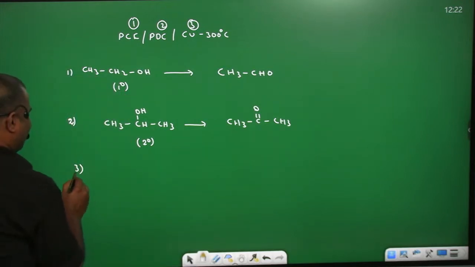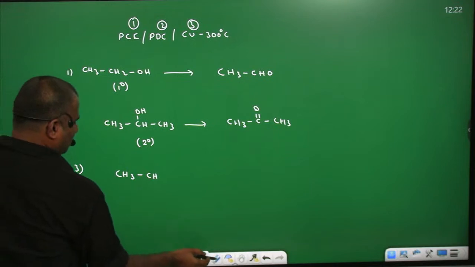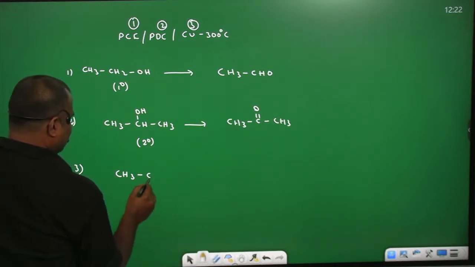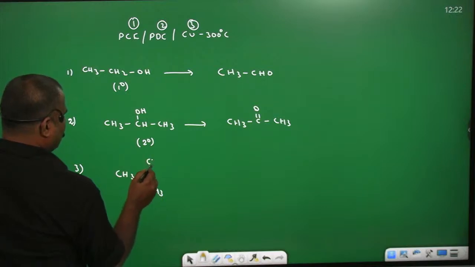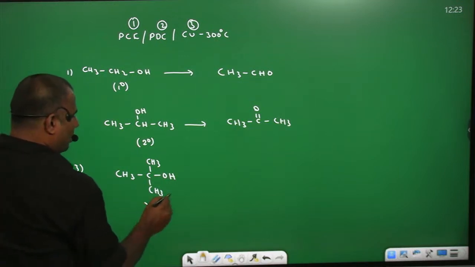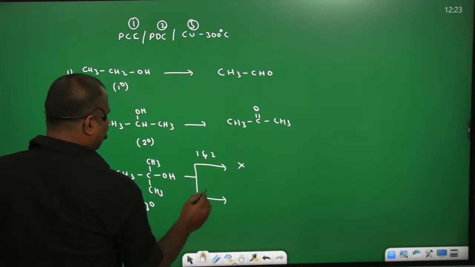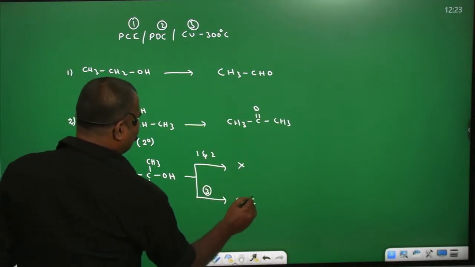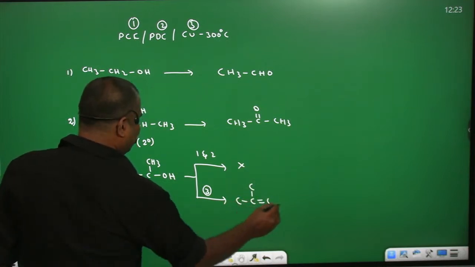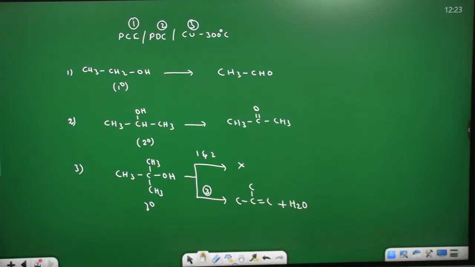Whereas, let me take tertiary alcohols. Tertiary alcohols means (CH3)3C-OH, which is a tertiary alcohol. By using the first and second reagents, you could not get any reaction, but the third one can bring alkene by dehydration, but not aldehyde or ketone. Okay, they will ask about this also, take note.